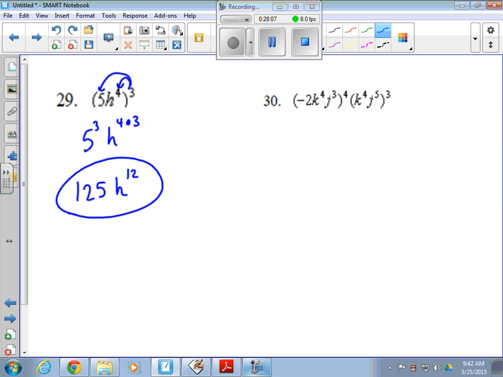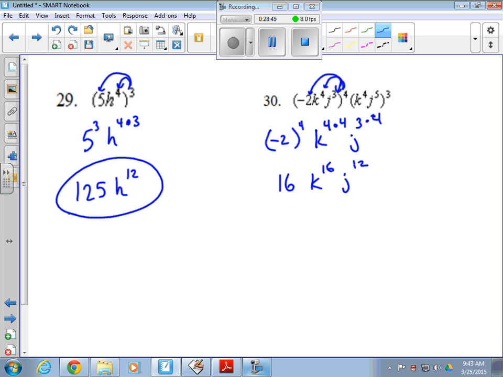Negative 2k to the 4th, j to the 3rd, all of that raised to the 4th. Again, everything here gets raised to the 4th power. Negative 2 gets raised to the 4th. K to the 4th gets raised to the 4th, so it becomes 4 times 4. And j to the 3rd gets raised to the 4th, 3 times 4. So when we simplify that, negative 2 to the 4th, negative 2 times negative 2 is positive 4, times negative 2 is negative 8, times negative 2 is positive 16. K to the 4 times 4 is k to the 16th. J to the 3 times 4 is j to the 12th.